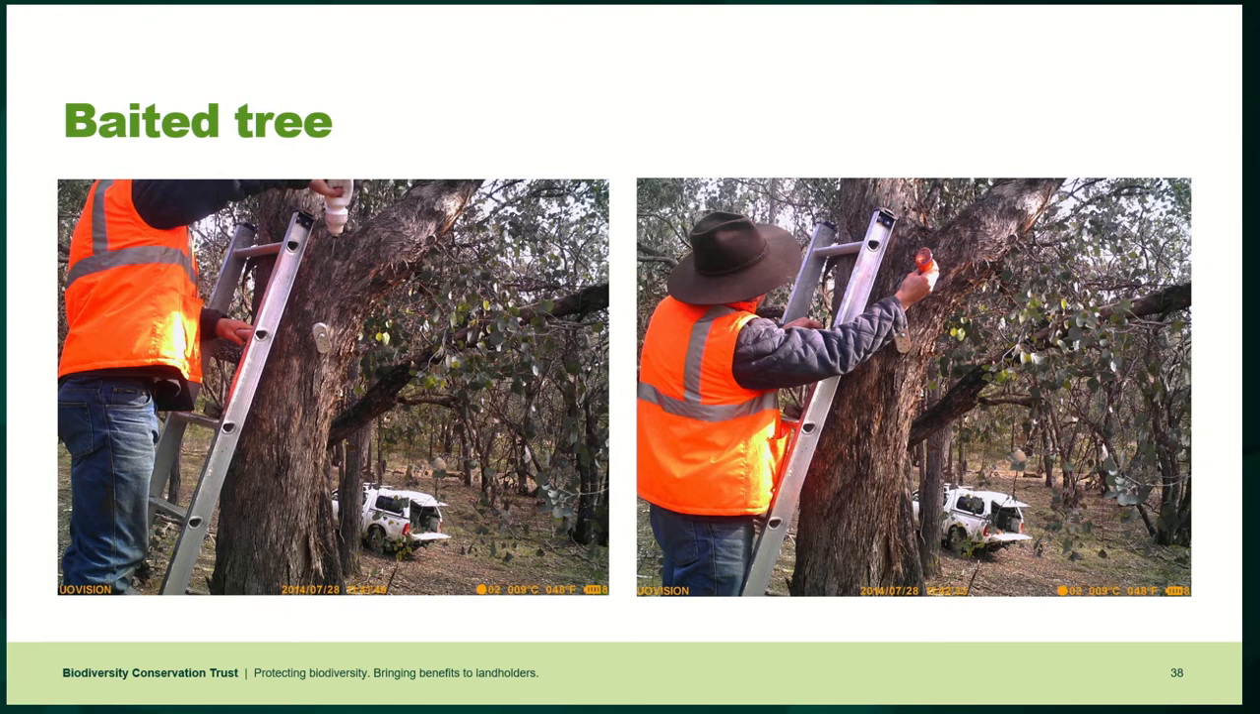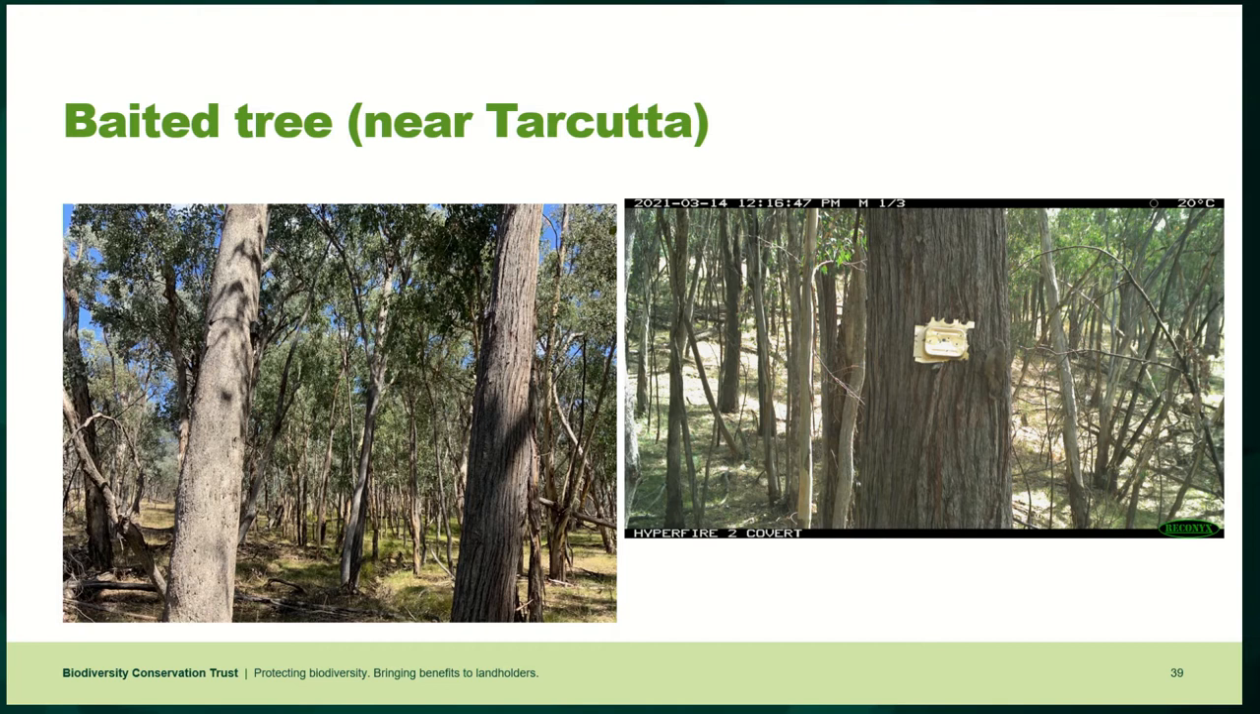This was on a site near Tarcutta where we knew there were gliders, but we didn't know if they were squirrel gliders, and it was important that we knew that they were there because we're in an area where it's considered an endangered population. So like most things, if you don't know what animal's on your place, it's hard to work out what management strategies you should be doing. And that's one of the great things with cameras. It enables people to go and see what's on their place. And if they find one of these animals that needs specific management, then they know the animal's there and they can start doing that.